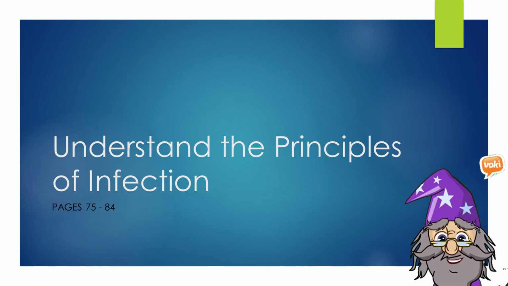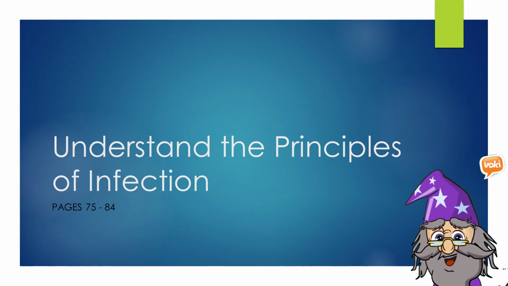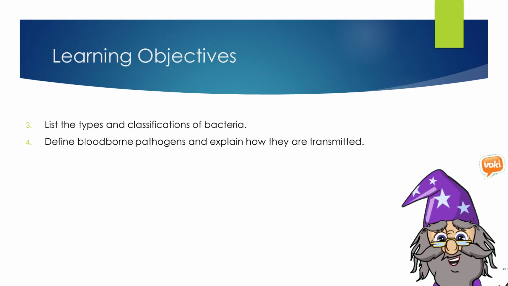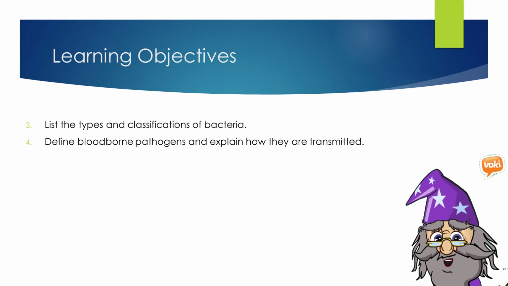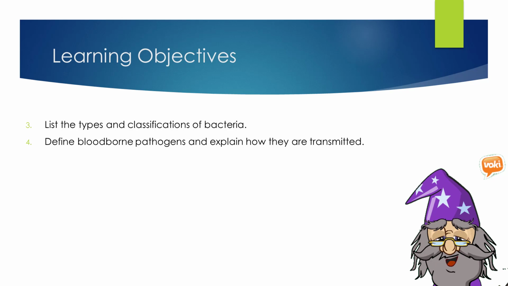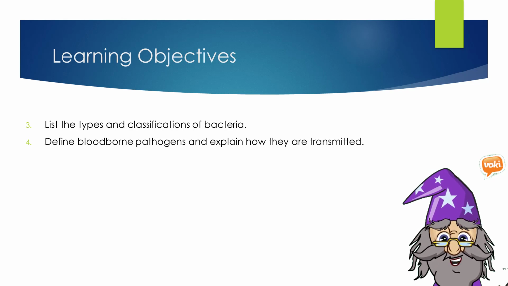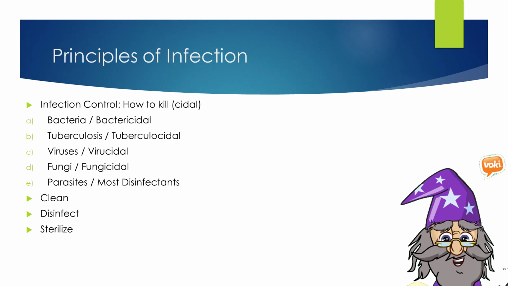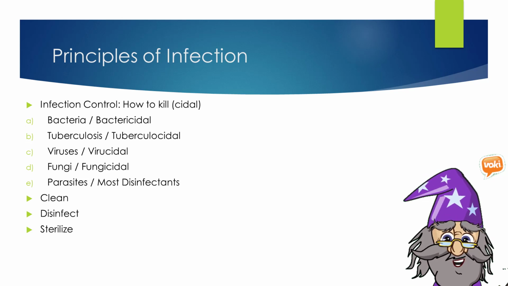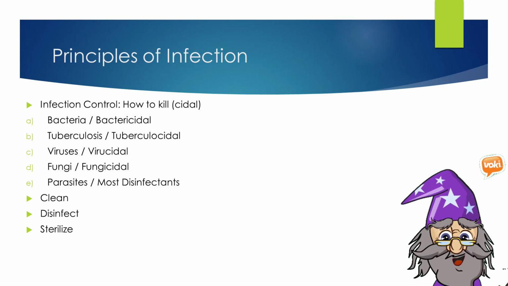Welcome to Understanding the Principles of Infection. Our learning objectives for today are to list the types and classifications of bacteria, and to define bloodborne pathogens and explain how they are transmitted. We need to understand the principles of infection to help us better prevent infections.